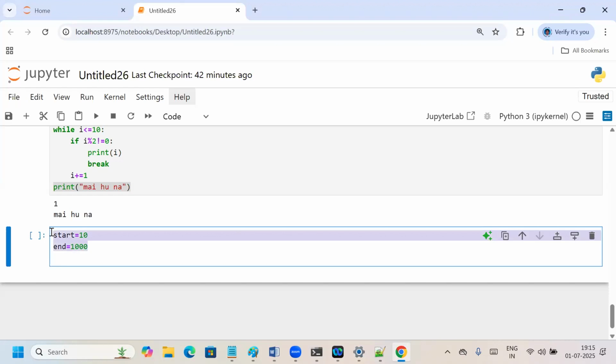See guys, I have given here 10 and 1000. User can give you any range. They can give you 50, 500, 2000, any range user can give you, right? So you have to print in that way. कैसे करोगे?